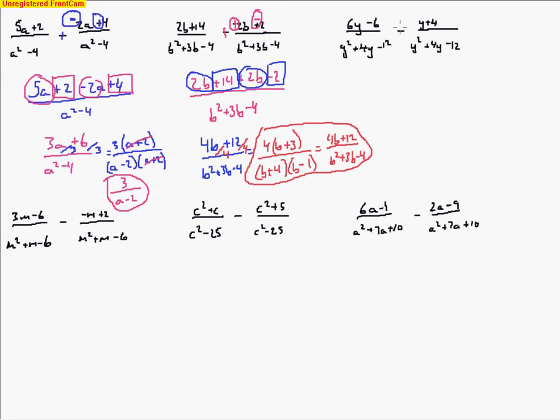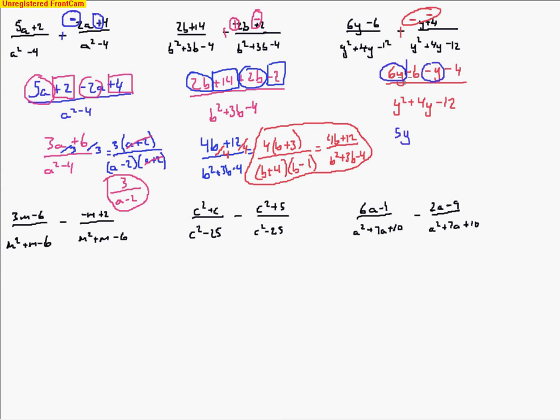Next problem, again, same sort of thing. Change subtraction to addition. Both signs switch to their opposite, only in the second fraction though. Let's rewrite what we've got: 6y minus 6 minus y minus 4, all over this y squared plus 4y minus 12. So we go ahead and collect some like terms. I see we have a 6y here and a negative y here, so that leaves us with 5y.